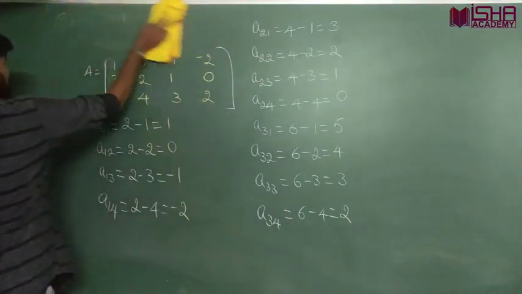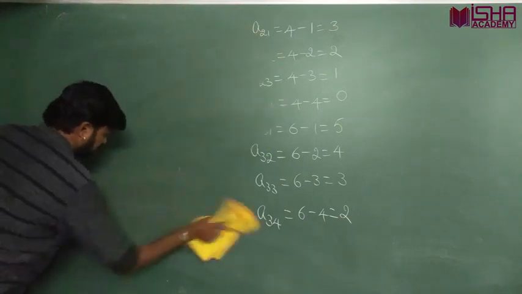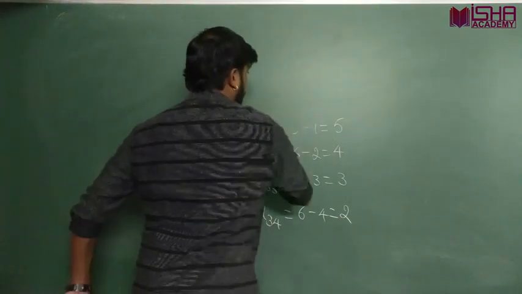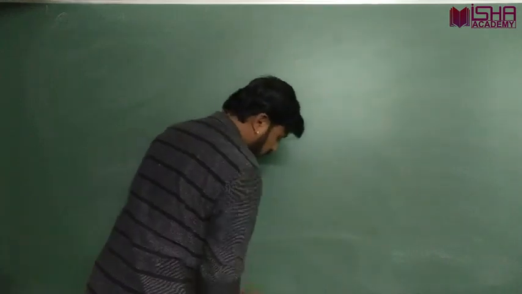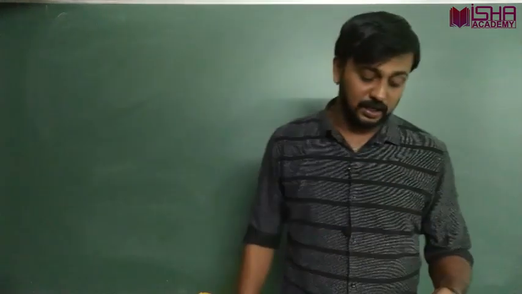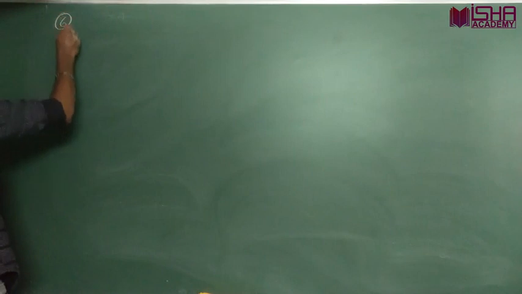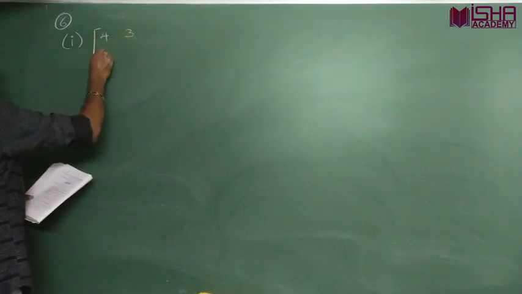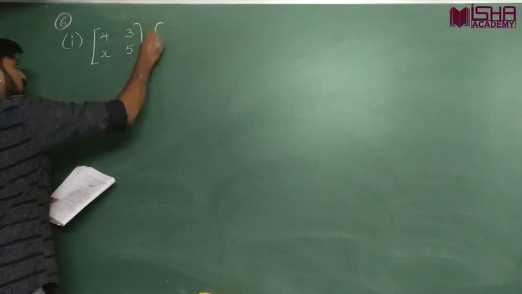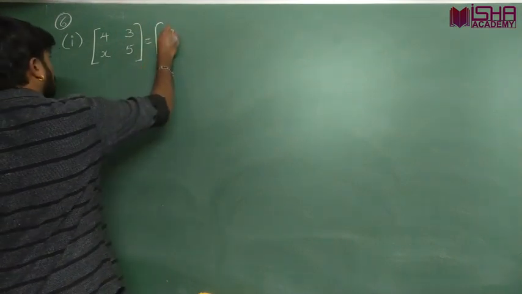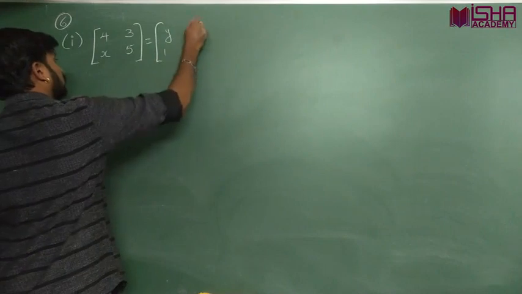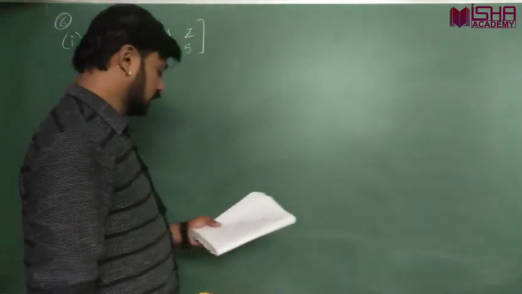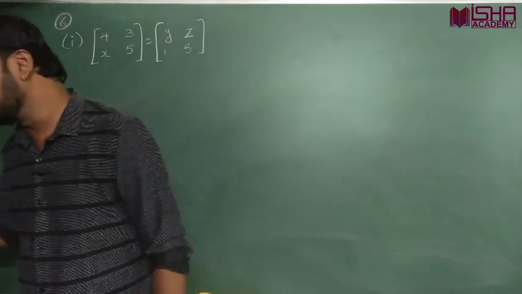Okay? So next, question number 6. Look at the textbook, there, question number 6. Find the values of x, y and z from the following equations. Under that, first one: the matrix [4, 3; x, 5] equals [y, z; 1, 5]. You have to find the values of x, y and z.